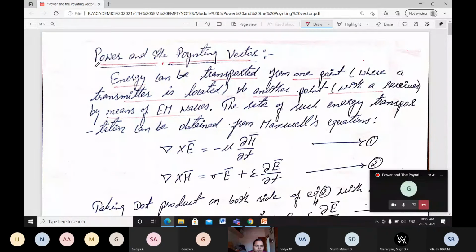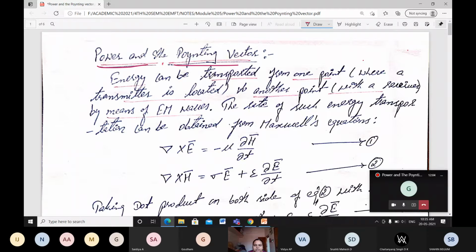Okay, next topic is power and the Poynting vector. In this, we will learn how our EM waves are going to be transmitted, what the power equation is, and also in which direction our electromagnetic waves are going to be transmitted. Those equations we will be learning in this class.